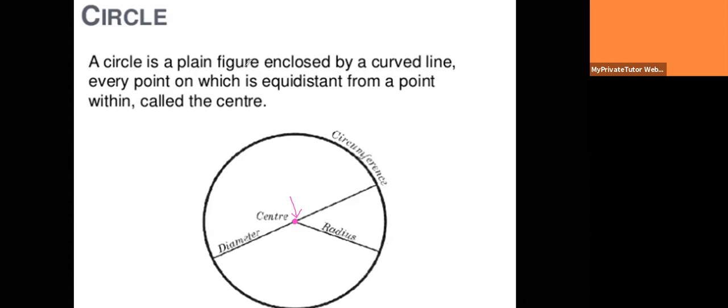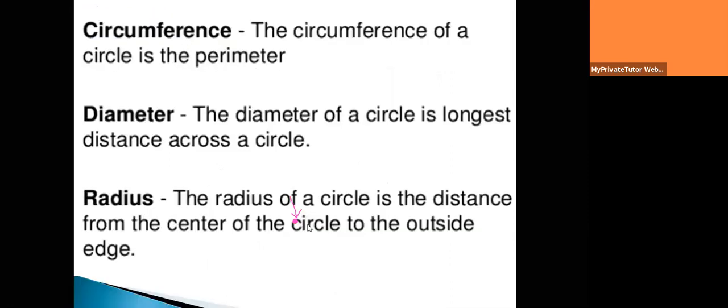Okay, so this is one. Let me show definitions to you. You can see the definition of radius. Radius is the distance from the center to any edge, or rather the outside edge of the circle. And diameter is the longest distance across the circle, or else we can say diameter is the distance between one edge to the other edge of a circle, which must pass through the center. So that is nothing but a diameter.